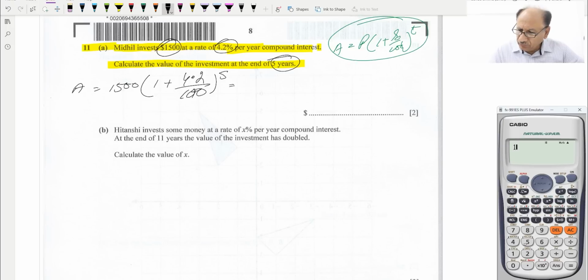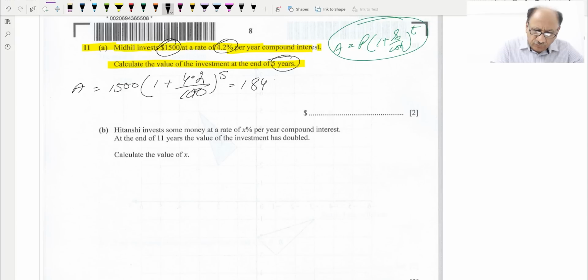So this will be 1,500 times, in brackets, 1 plus 4.2 over 100, raised to the power 5, and this is equal to 1842.59. This will be our final answer, for 2 marks.